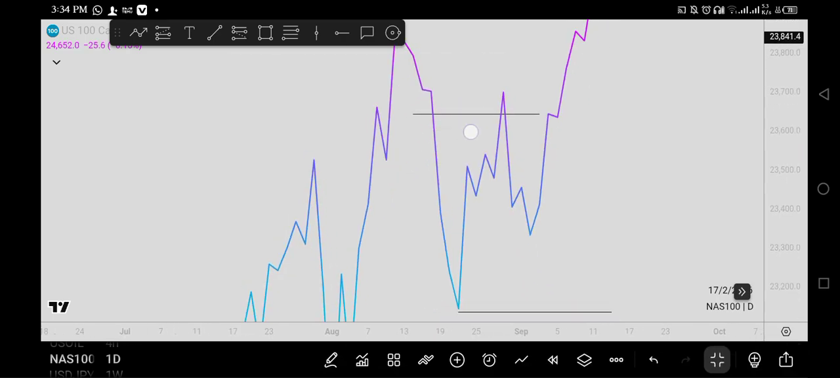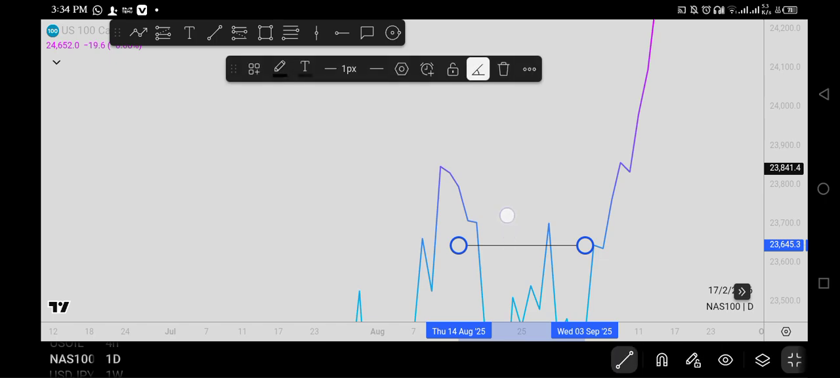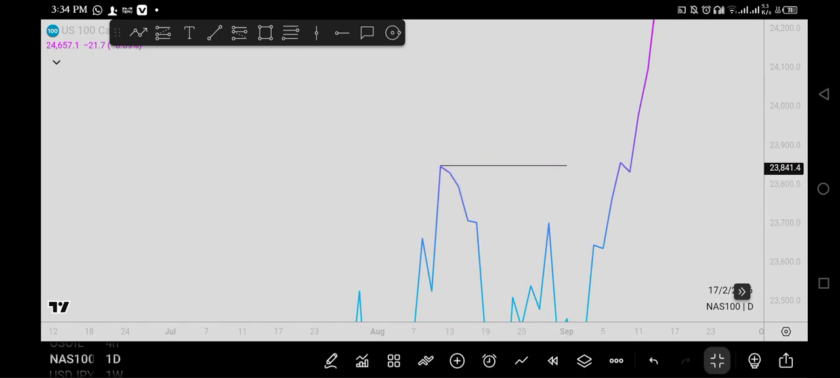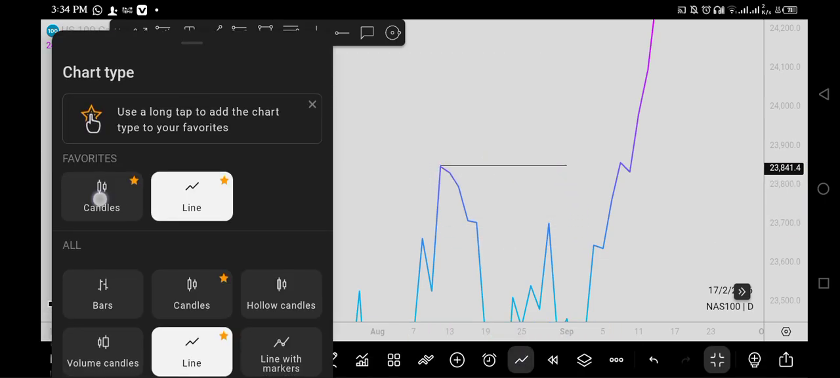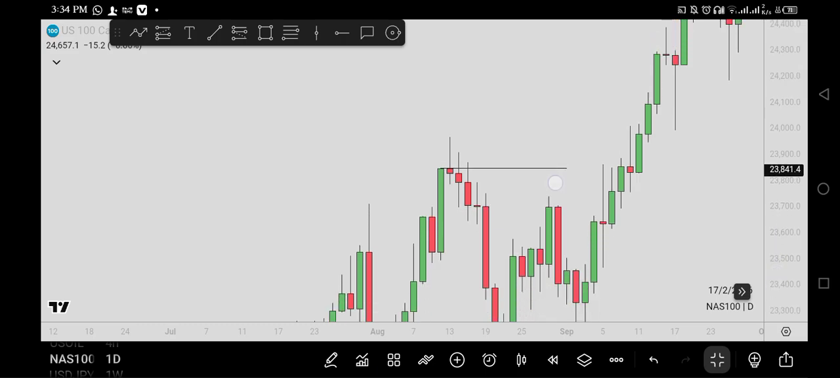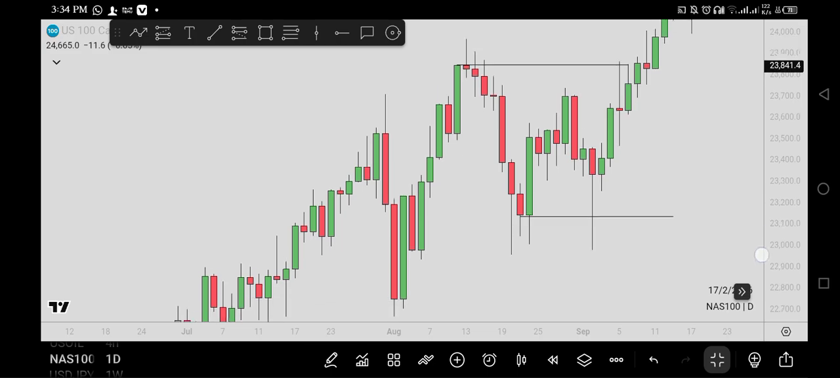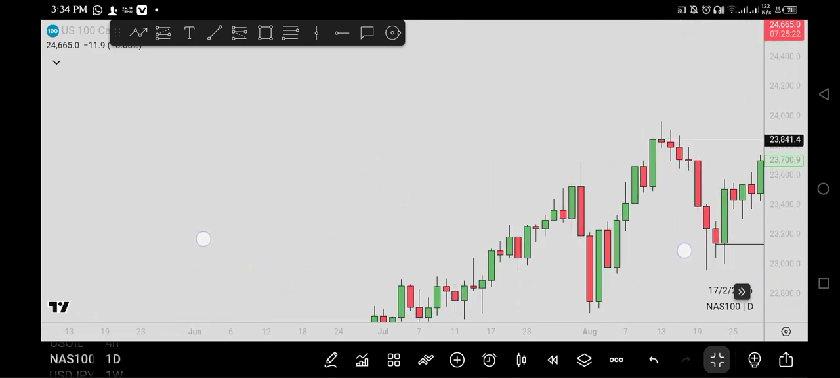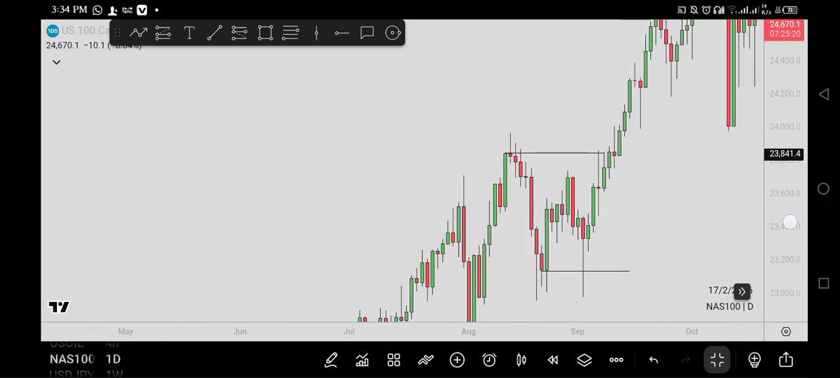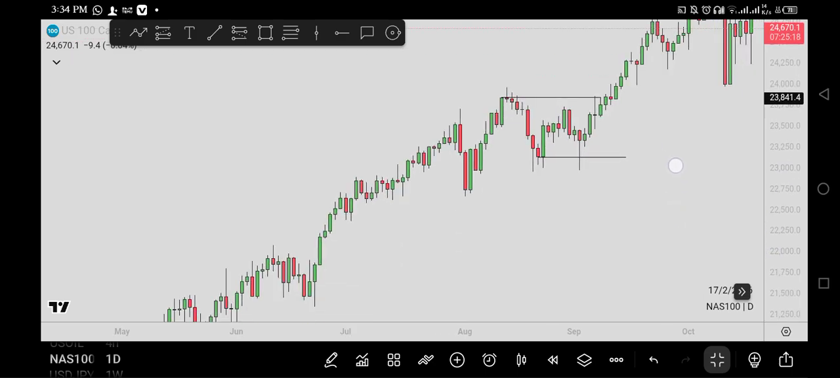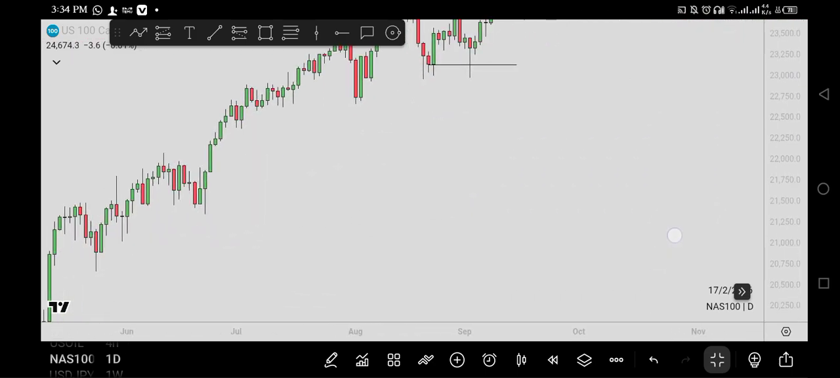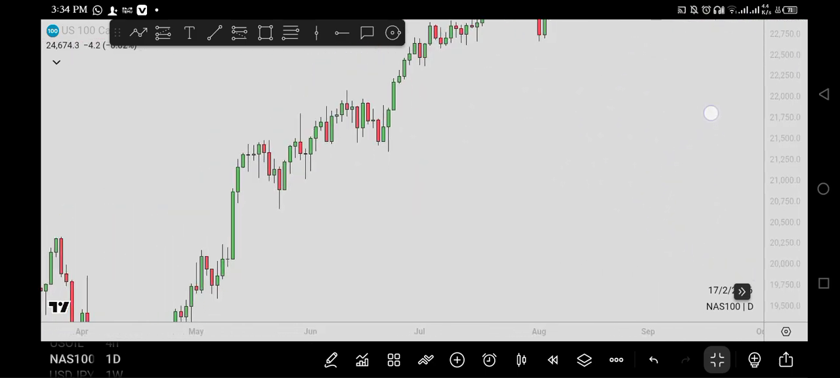Let me find. Let me move this. See the market rejected from there. So the market actually does respect zones like this. Do you understand?